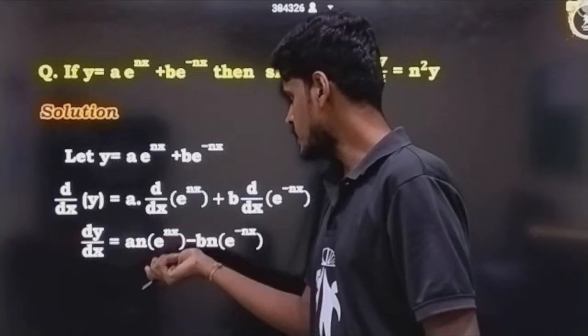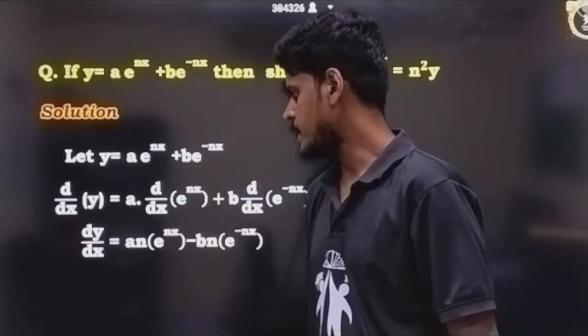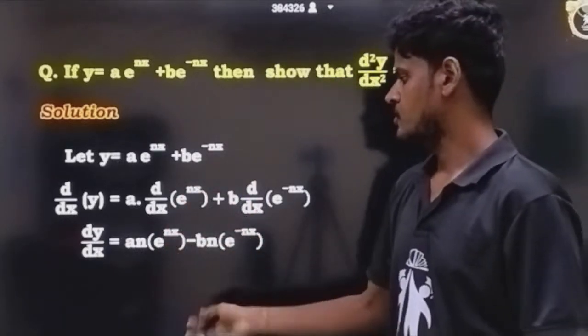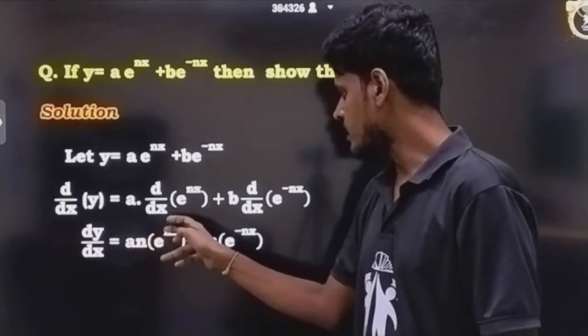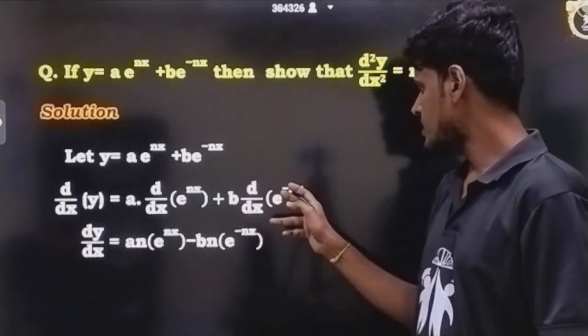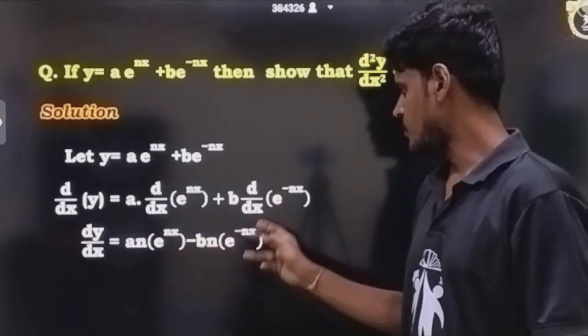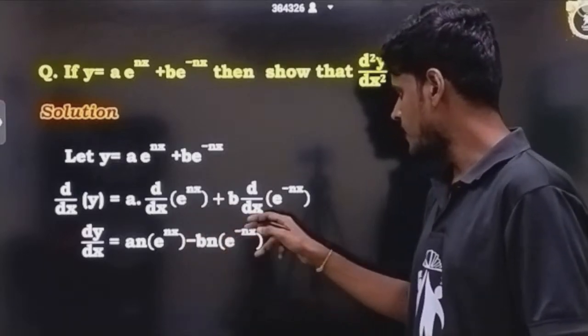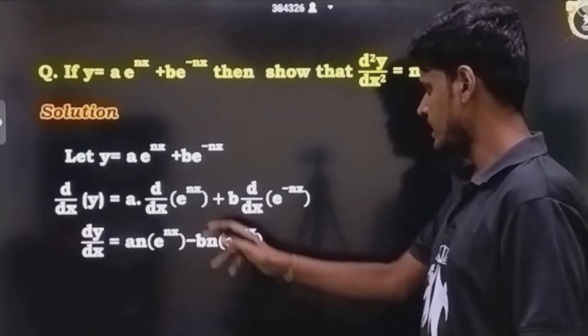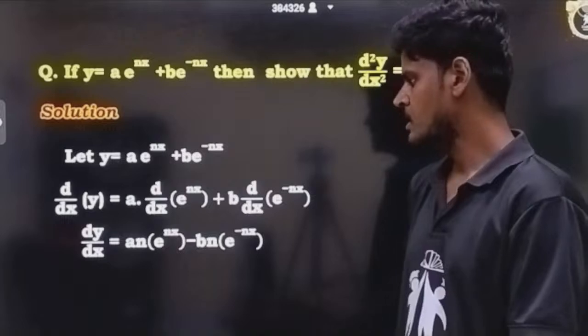So e power x differentiation is e power x itself, and differentiate nx, that will be n. So the final answer is a into n into e power nx minus, this minus n I will write before, so minus n into b into e power minus nx. We already know how to differentiate e power x.